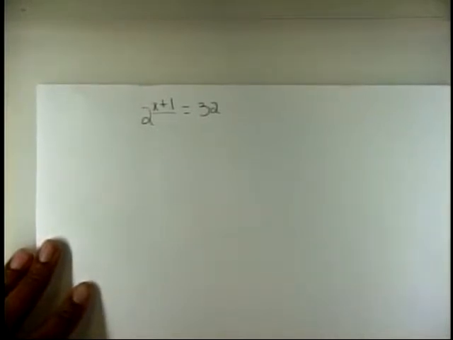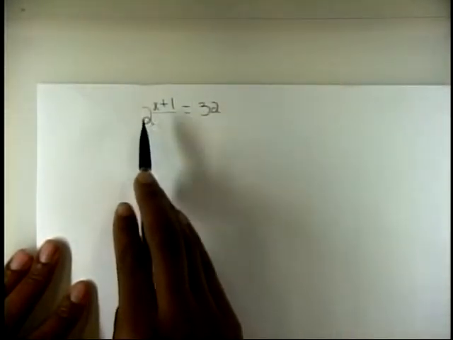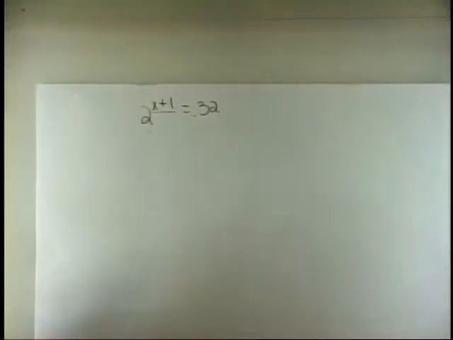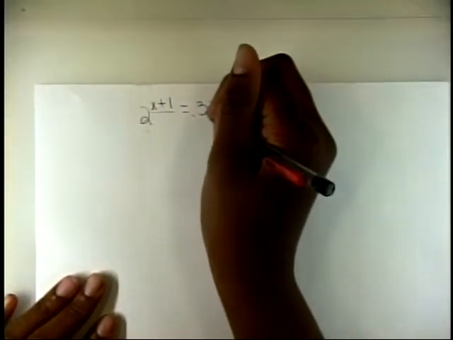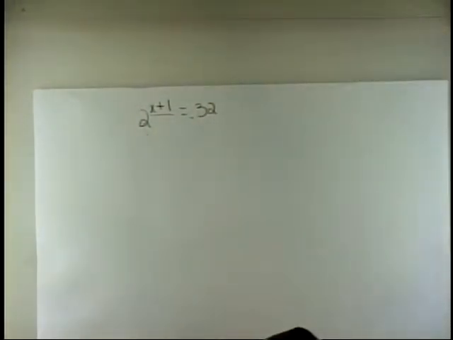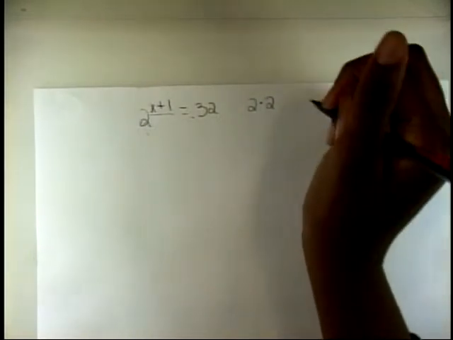First, in order to solve this equation, we have to ask ourselves, how can we make this a 2 over here? Because in order to cancel out this 2, this has to be a 2 over here too. So say, what times what will give me 32? To what power can I get 32 from 2? And the easy way to do it is to write out 2 times 2.